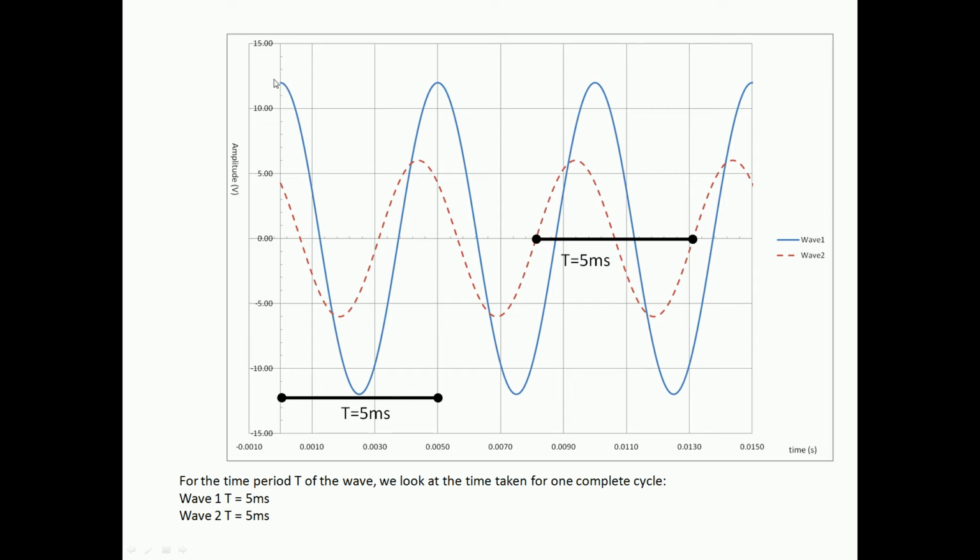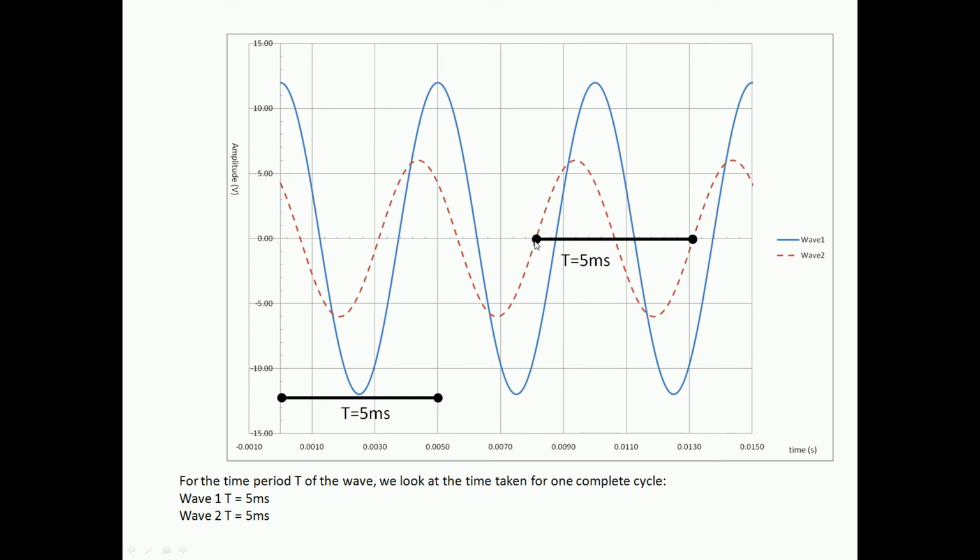What I've done here is I've chosen the maximum value for wave 1, and I just followed it along until I got to the next maximum value. And that's one time period there. And we can see, just reading off from the time axis now, that that's 5 milliseconds. So that's the maximum to maximum points. You can also do it from the minimum to the next minimum, and that would be the same amount of time as well.